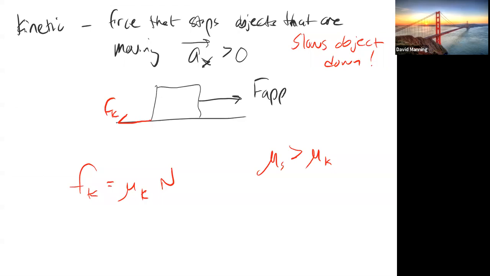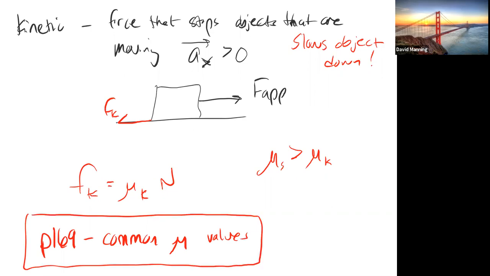When you're doing your homework problems in your book, page 169 has some common mu values. So if it says wood on wood, you've got to go to page 169 and look up the mu value for wood on wood, or rubber on concrete, things like that. So when you're doing your homework, page 169 will give you your mu values.